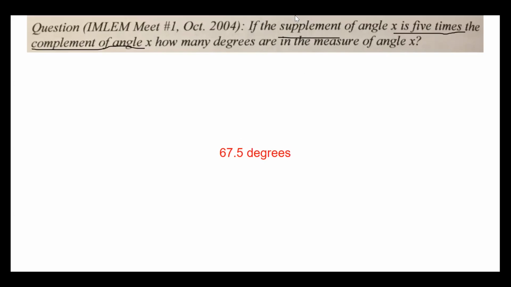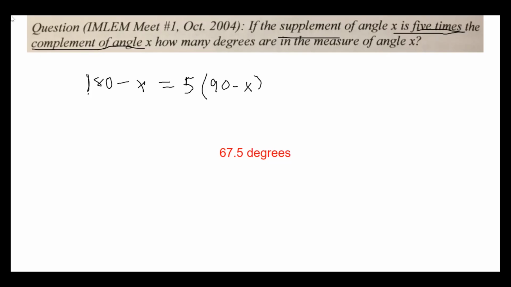First, the supplement of an angle simply means that when you add it to x, you get 180 degrees. So the supplement would therefore be 180 minus x. And the complement of an angle is what you add to an angle to get to 90 degrees. So that would be 90 minus x. And of course, we have 5 times here, so take the 5 as a multiplier. The complement of x is 90 minus x.